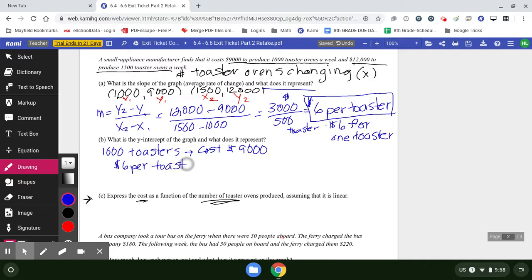right? I'm going to do 6 times 1,000. So I spent $6,000 on toasters. But the total cost was $9,000. So I need to find out what's the difference between the $9,000 and the $6,000 for toasters. That's $3,000. Therefore, okay, the y-intercept is 3,000.